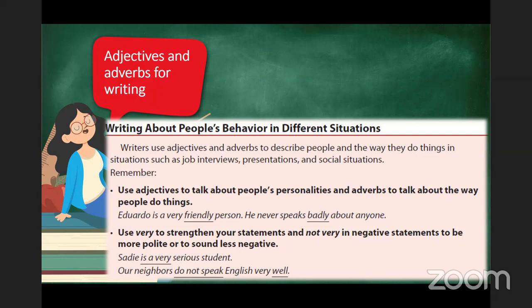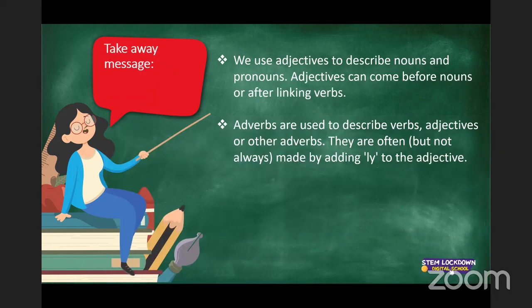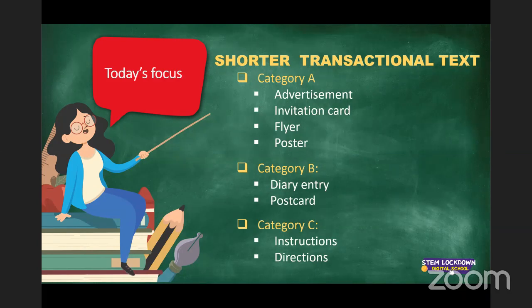Okay, right, now moving on to writing. We said we will work on shorter transactional text today, and we will focus on category A. As I explained, we've got shorter transactional texts. We've got advertisements, invitation cards, flyers, and posters as part of category A, then category B would be diary entry and postcards, and category C would be instructions and directions. You need to be familiar with all these types of shorter transactional texts. Today we are going to focus on advertisements and invitation cards under category A, and tomorrow we will do the rest, category B and category C.